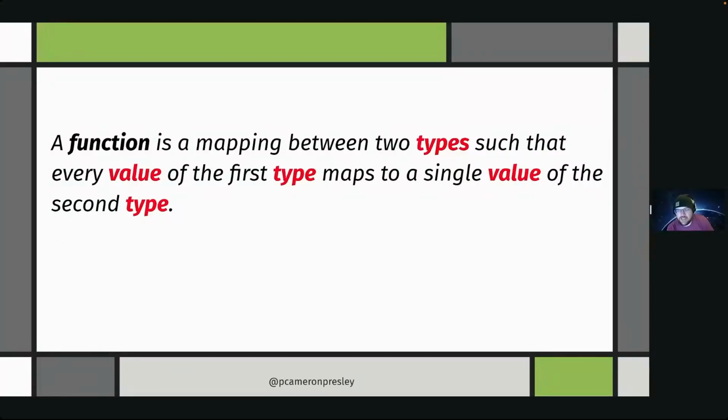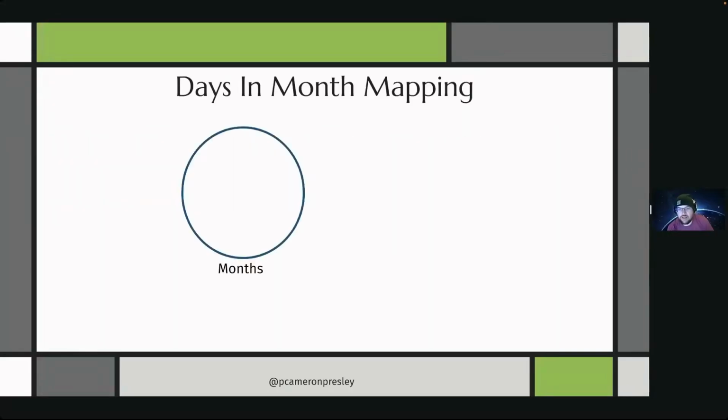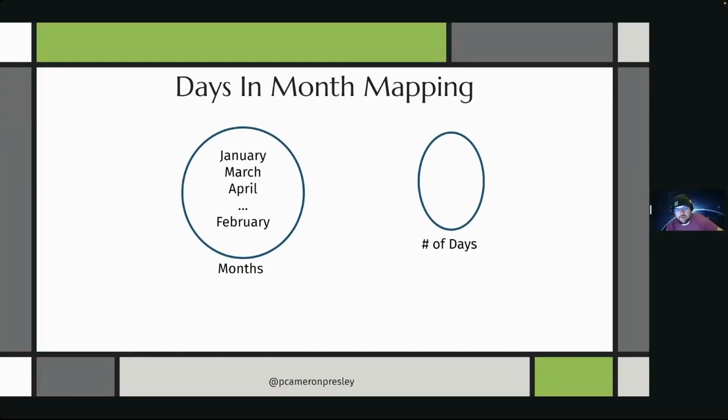With this definition in mind, now let's take a look at some mappings that aren't functions. Let's say that we've got one where we want to figure out how many days are in a month. So we've got our first type, which is all possible months. And then we've got our second type, which is the possible number of days. So we've got all of our months, January through December. Don't worry about the weird ordering. You'll see why in a second. And then we've got the number of days, and those are the 4 possibilities, right? There are no months with 32 days. There are no months with 27 days. It's either 28 through 31.